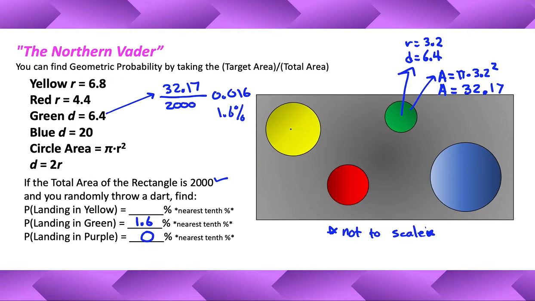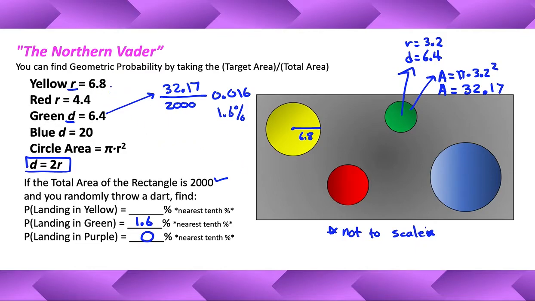Ooh, the yellow. The yellow has a radius of 6.8, so there's really nothing else we need. Boom, there we go. So if they give you the radius, then you're good to go, but if they give you the diameter, you need to chop it in half, like I did right here, because the area is pi r squared, not pi diameter squared. So notice this right here.